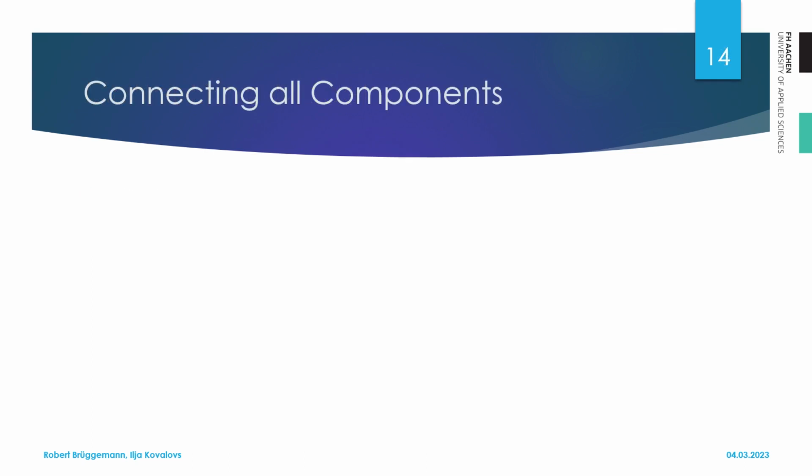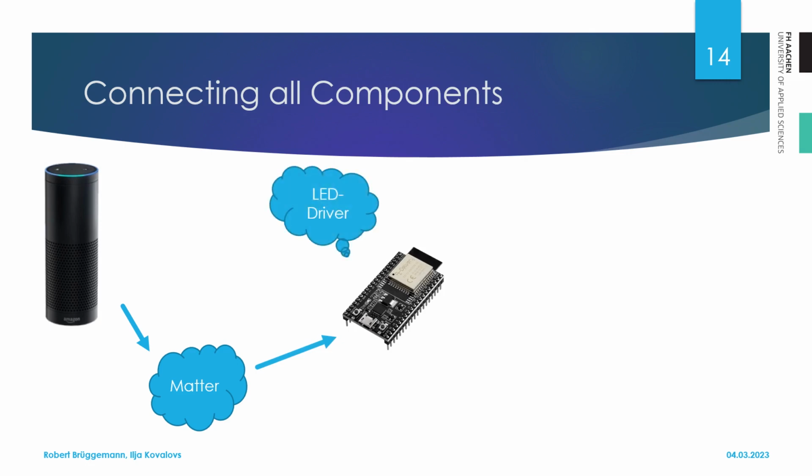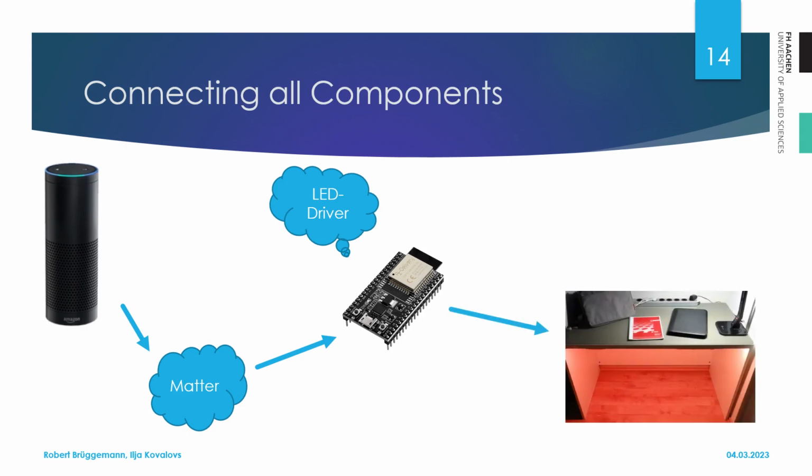Now, coming to connecting all the devices together, it will look like this. At first, we connect the Alexa to the ESP via the Matter standard, and the ESP has a LED driver which acts as an interface between Matter and the LED strip, and the LED driver is based on the LED strip library provided by the ESP IDF 5.0.